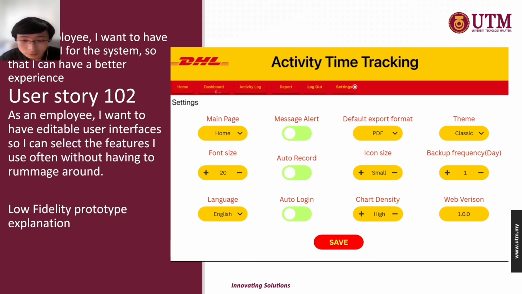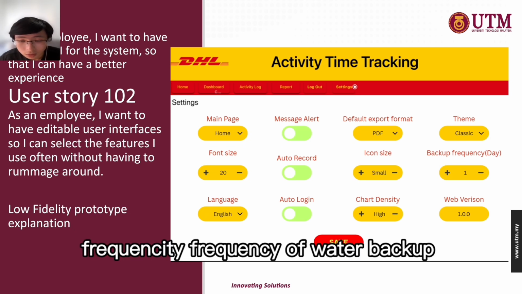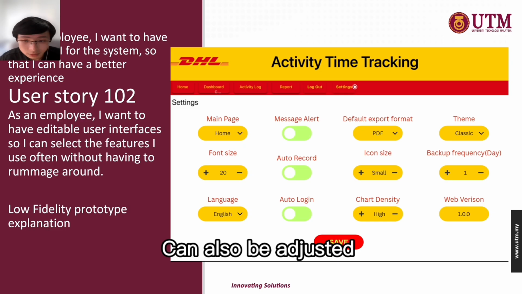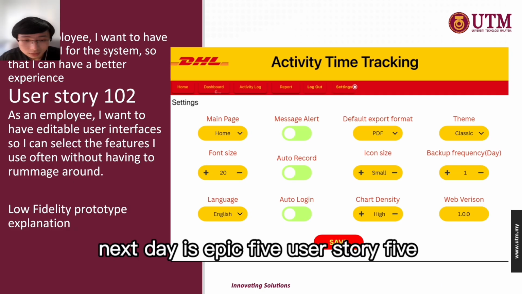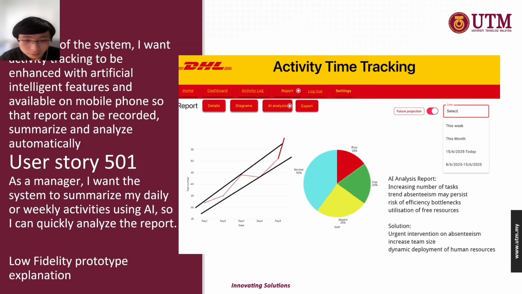The frequency of voucher backup can also be adjusted. Click save and we can apply it to the system interface. Next is Epic 5 user story 501.